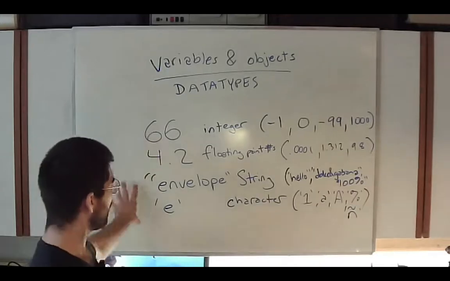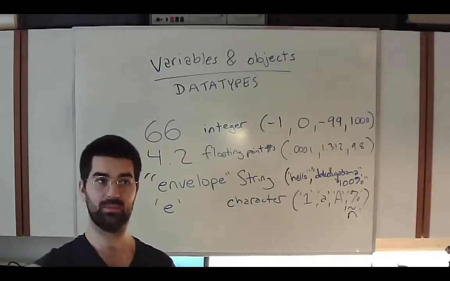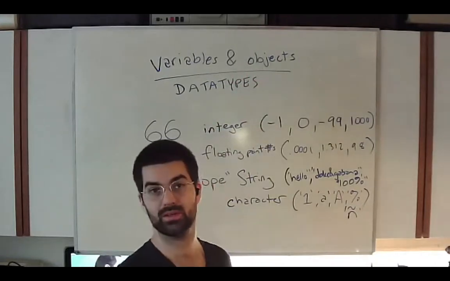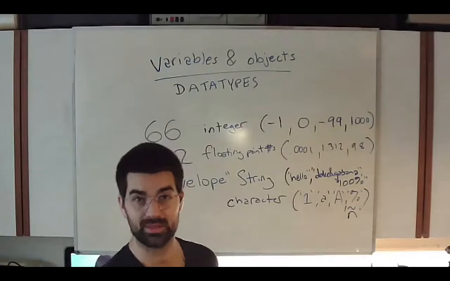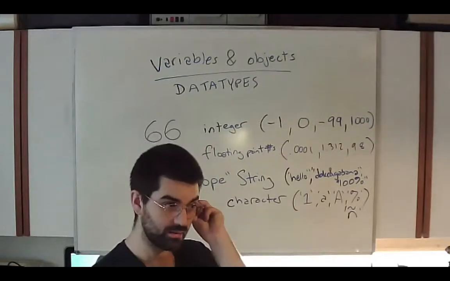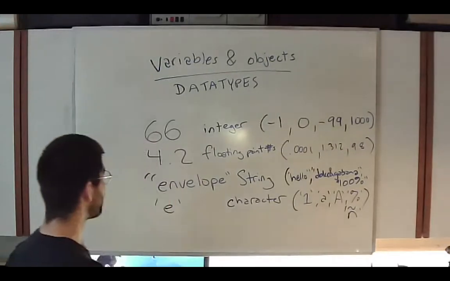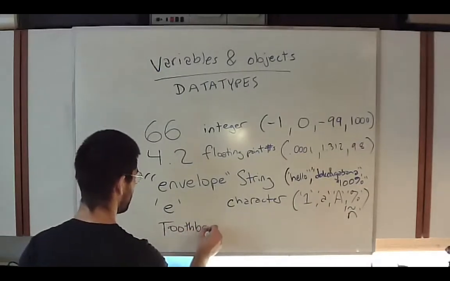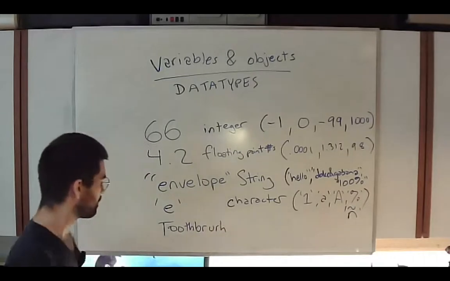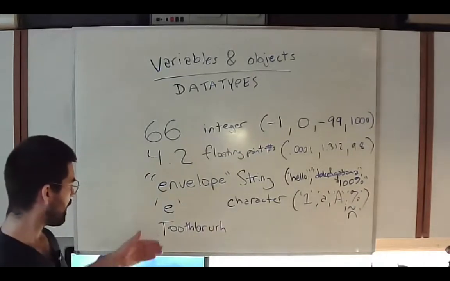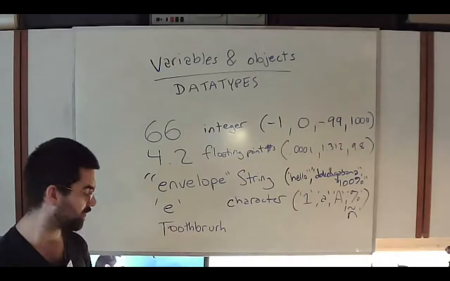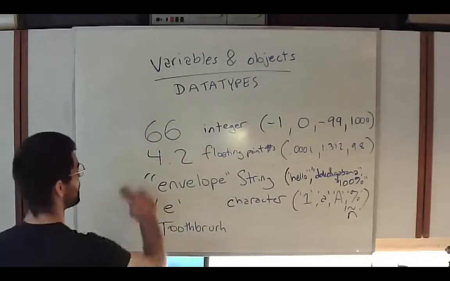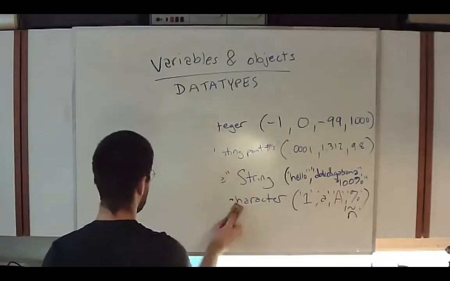All right, so those are our basic data types, but then there's more complex stuff that take the form of objects. So one of the objects that we were speaking of today, an example one, we can define an object such as toothbrush. Now, we haven't done this in code yet, but let's talk a little bit about that. So I'm gonna erase this so I have some room to work with.